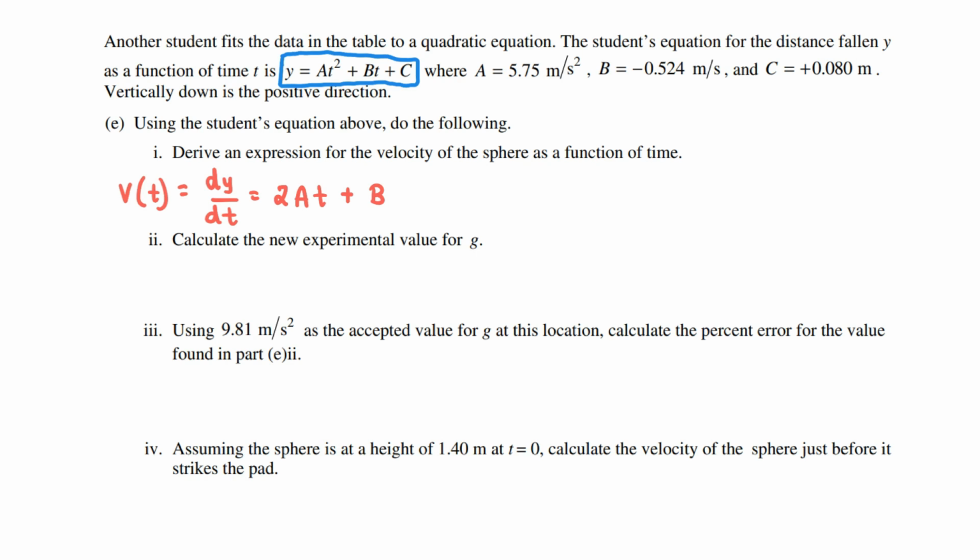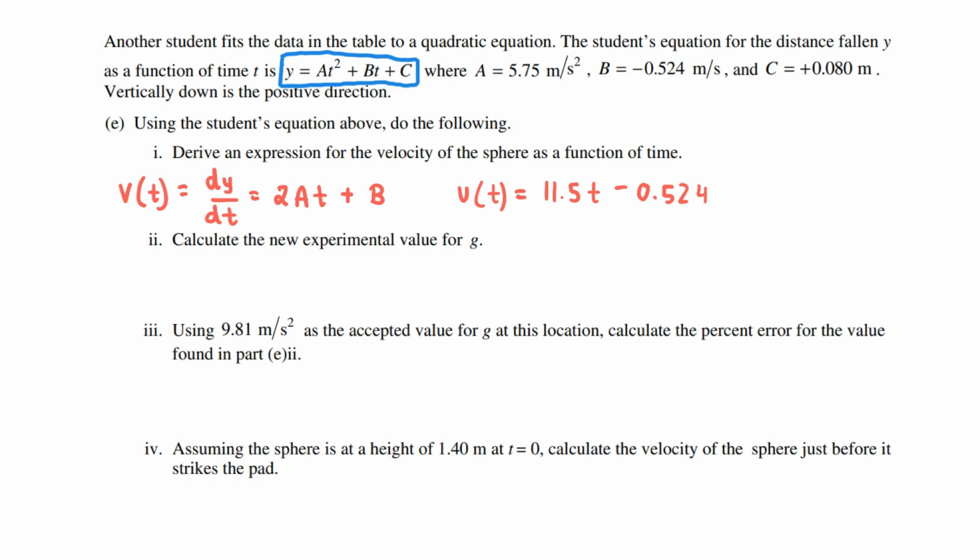And I think for this part, you could either leave it as it is, 2at plus b, or you could plug in the numerical values. And so quickly, I'll go ahead and do that in case that's what you wanted to do. And so 2 times a would give us 11.5 times t plus b. And b is negative 0.524, so that would be minus 0.524. So either one of those answers should be good for part E1.